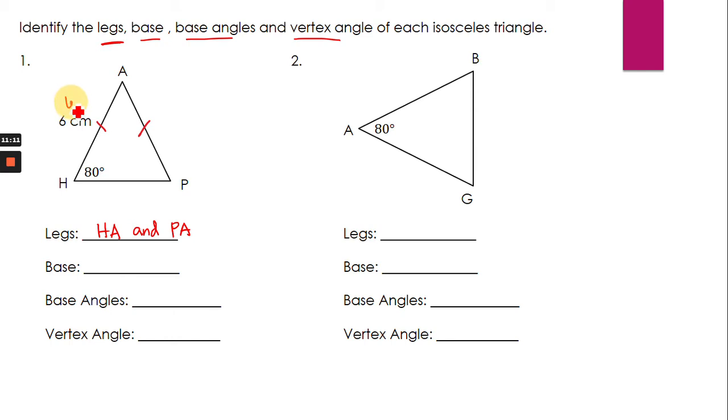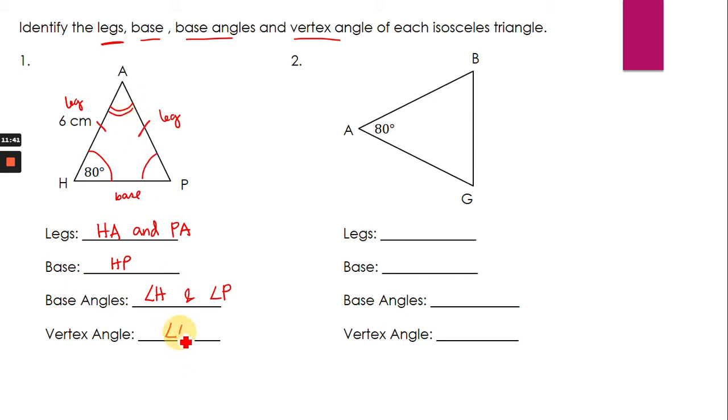So leg, base. So HP. So if this is the leg and this is the base, this will be your base angle. So angle H and also angle P are the base angles. If angle H and angle P are already the base angles, therefore angle A will be your vertex angle.